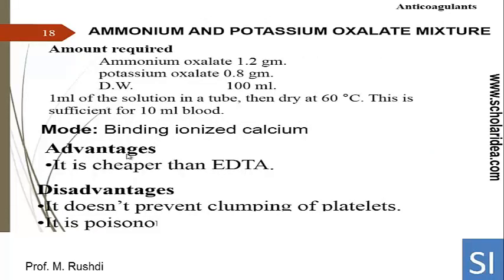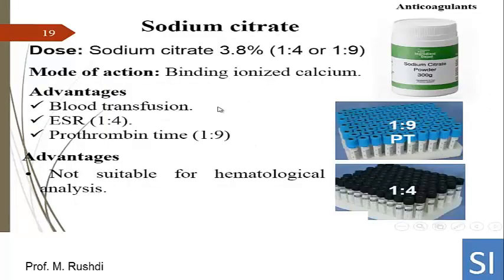Ammonium and potassium oxalate mixture. This anticoagulant is a mixture of ammonium oxalate and potassium oxalate and acts by binding ionized calcium. It is cheaper than EDTA, but it doesn't prevent clumping of platelets and it is poisonous.